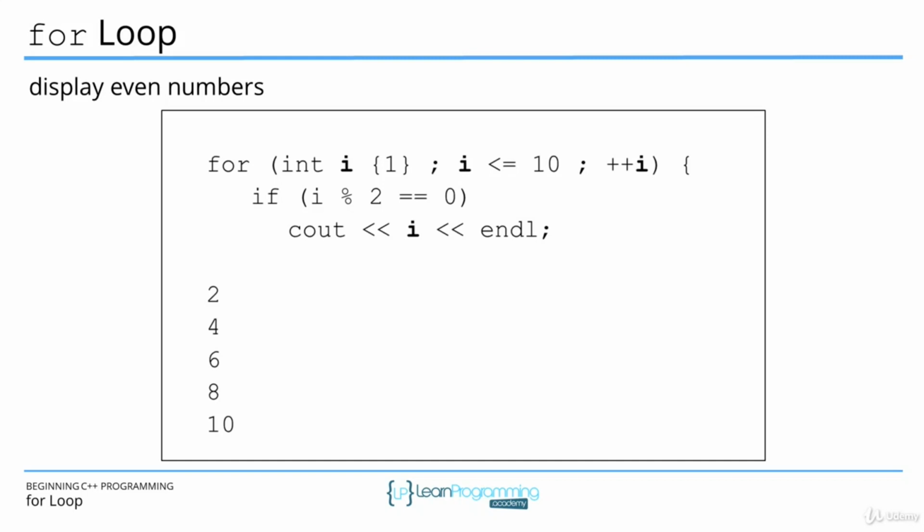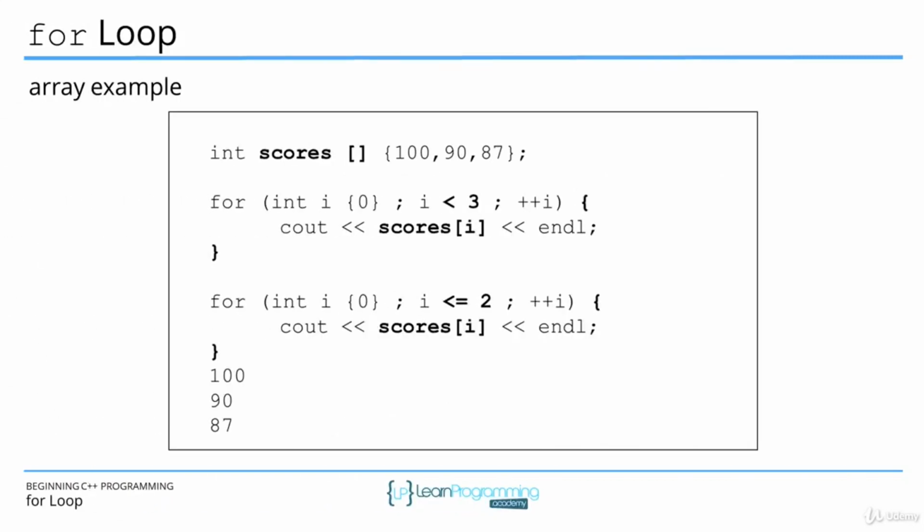Let's see how we can use a for loop with an array. In this example, we're using a for loop to display the elements of an array. Here we've declared scores as an array of integers and we've initialized it to 100, 90, and 87. Since array indexes begin at 0 and go to size - 1, we must be sure to stay within those bounds or our program could likely crash.